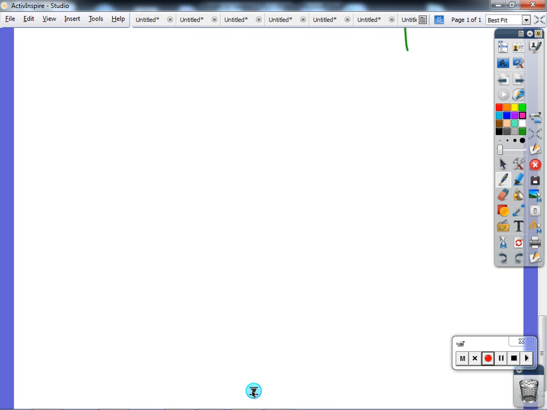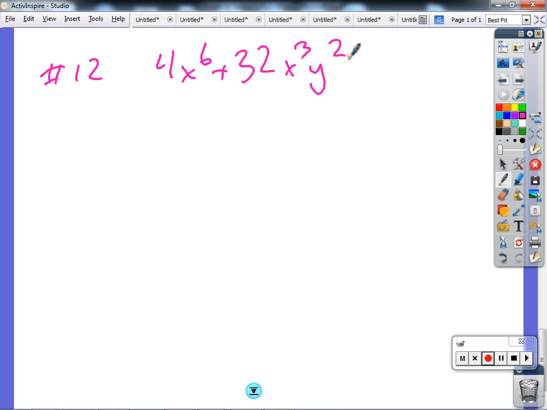All right. Anybody else got one extra homework question? 12? 12. Number 12 says 4x to the 6, plus 32x cubed y squared, and I'll just put that, minus 16x to the 4, y.